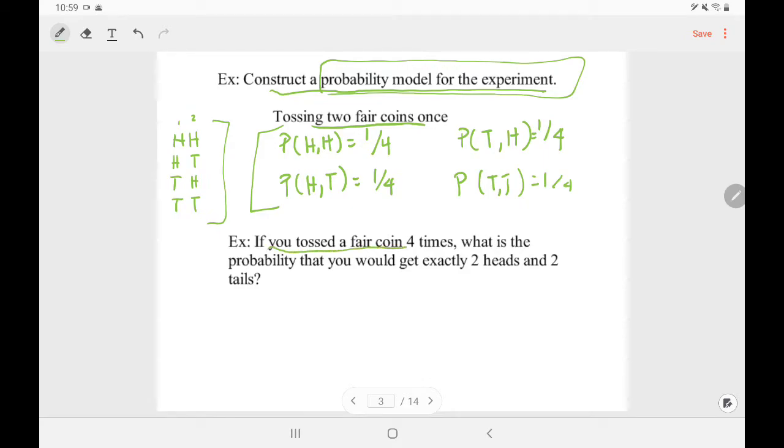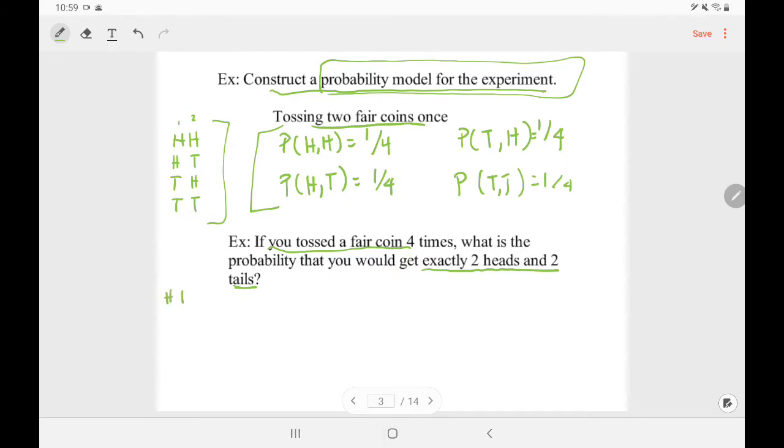Now, if I toss a fair coin 4 times, I do not want to create a probability model for that because that's going to be a lot of work. But I do want to just calculate one probability. What would be the probability of getting exactly 2 heads and 2 tails? In order to calculate that, I need to know what all of my possible outcomes are.